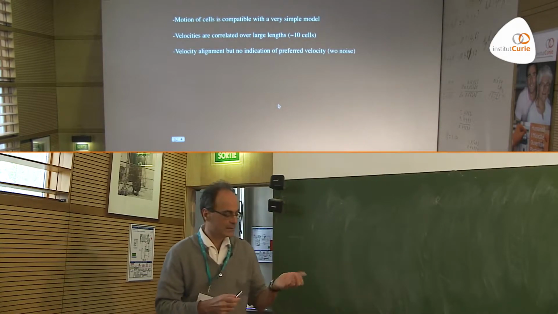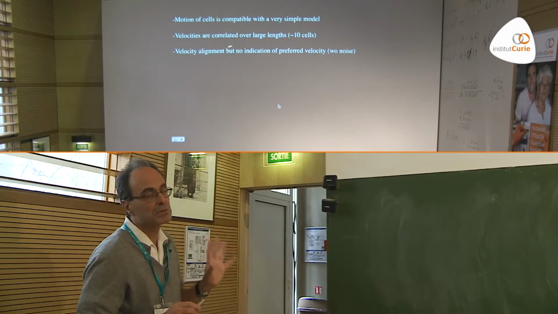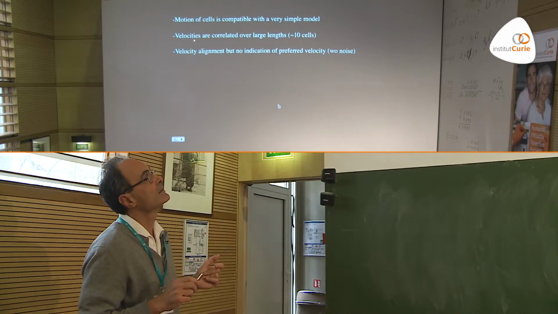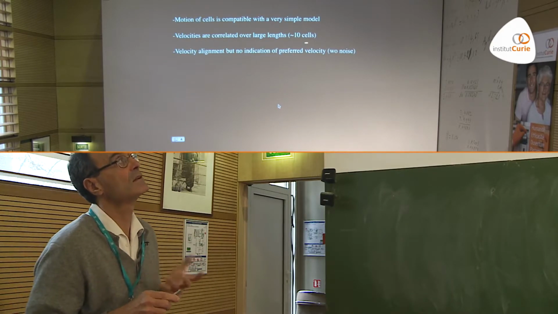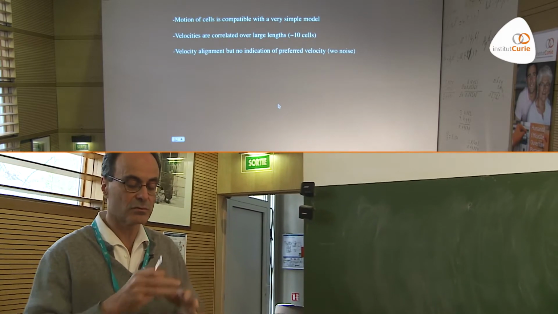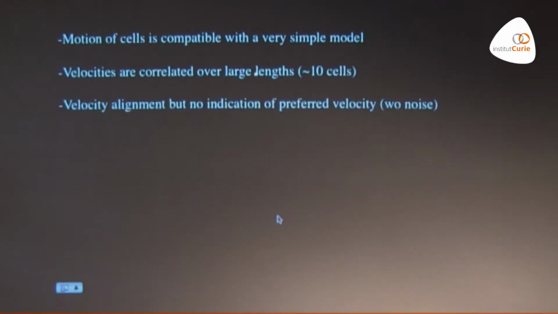Okay, so what is the lesson here? The lesson is just that the motion of cells in this kind of experiment is compatible with a very simple model. In the data, the velocities are correlated over about 10 cells in size. So it's not that you lose correlation. There is quite a large correlation. And this, of course, we reproduce by putting in this alignment term. And so there is a velocity alignment, but there is no indication of a nonlinear term in the velocity. So no indication of a preferred velocity.